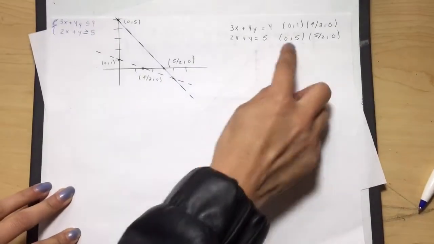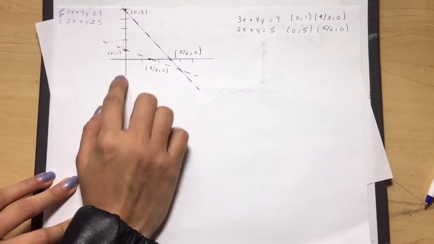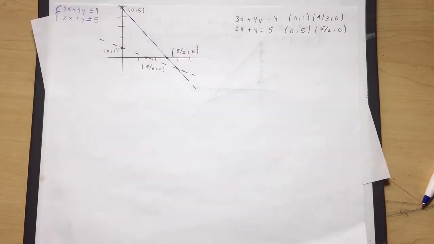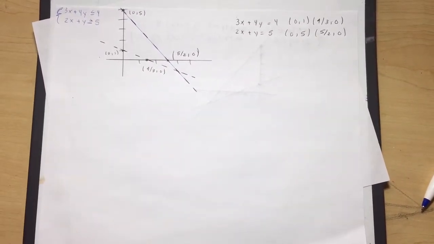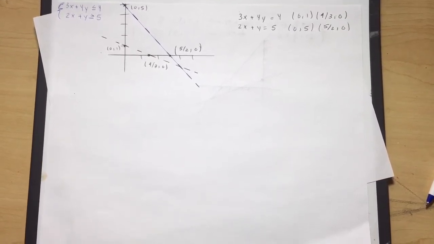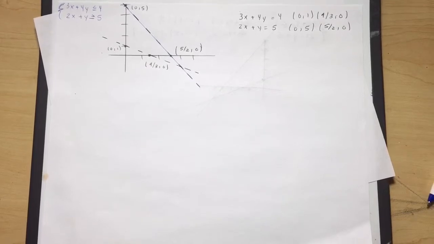Okay, so after you have your points and you graph them on the piece of paper, you can choose any point to see if it satisfies the inequality. After that, you just shade the area that satisfies it.